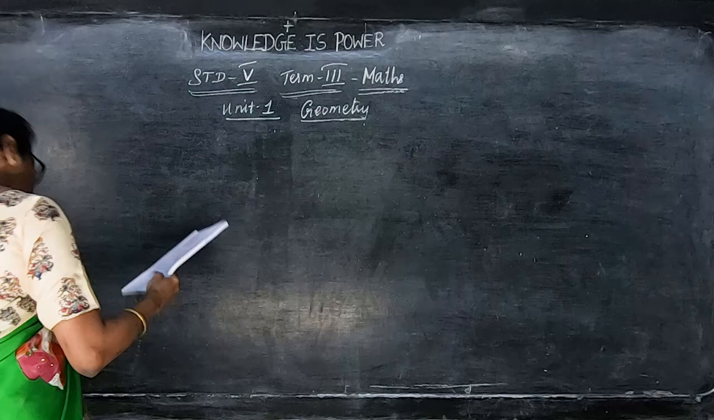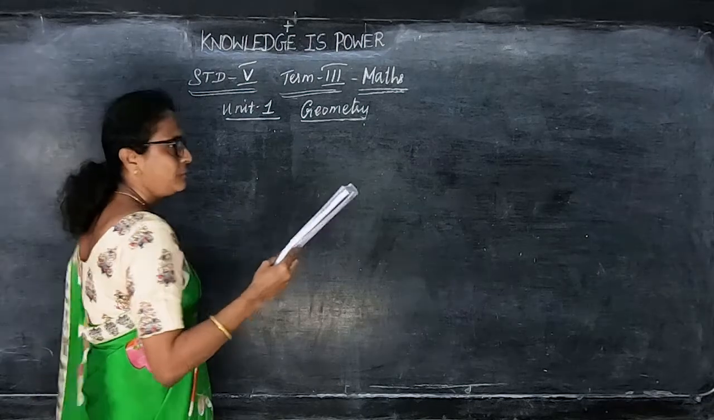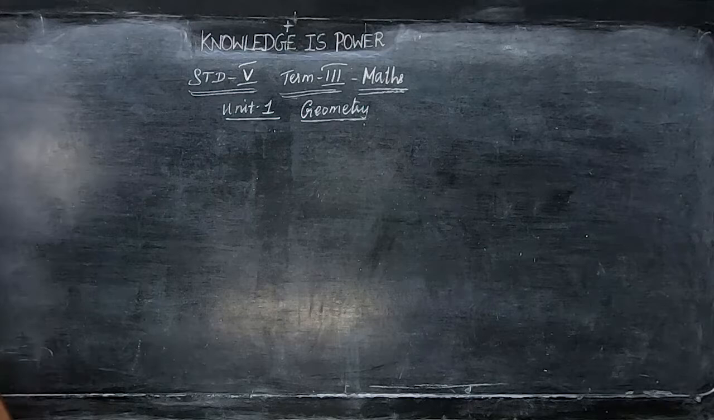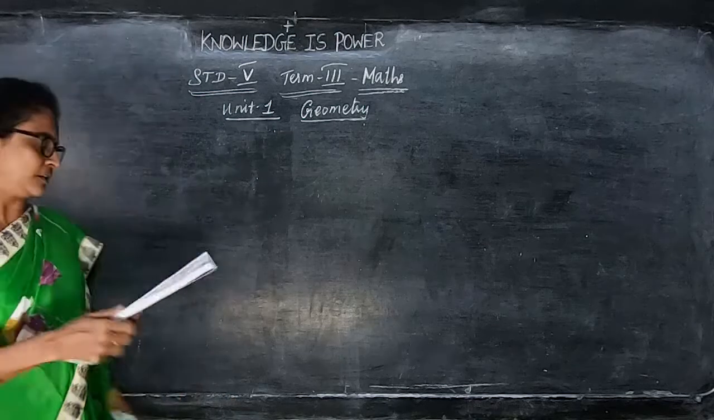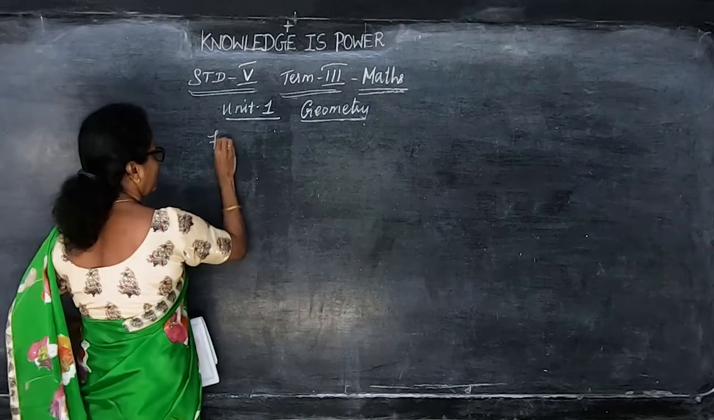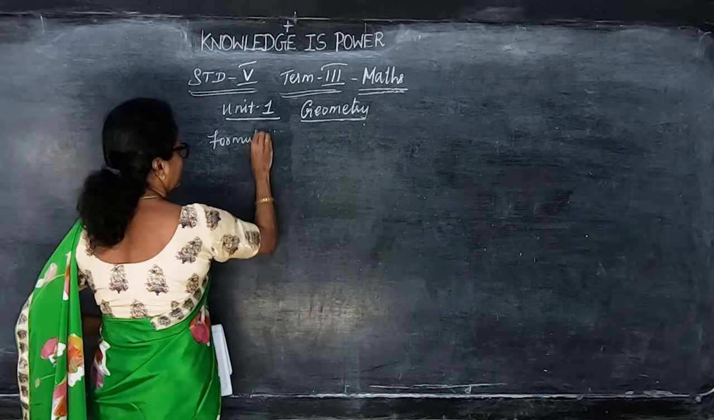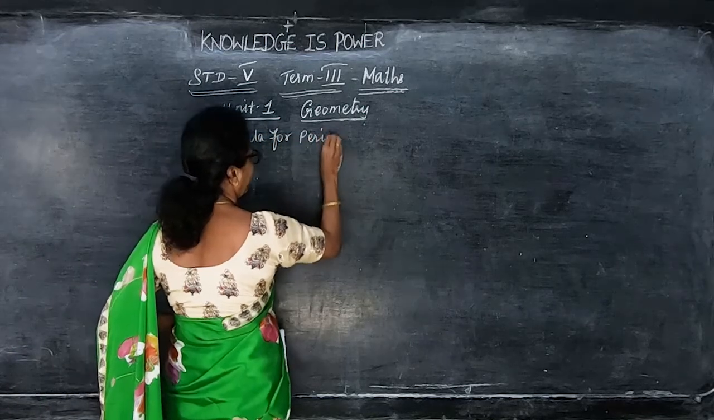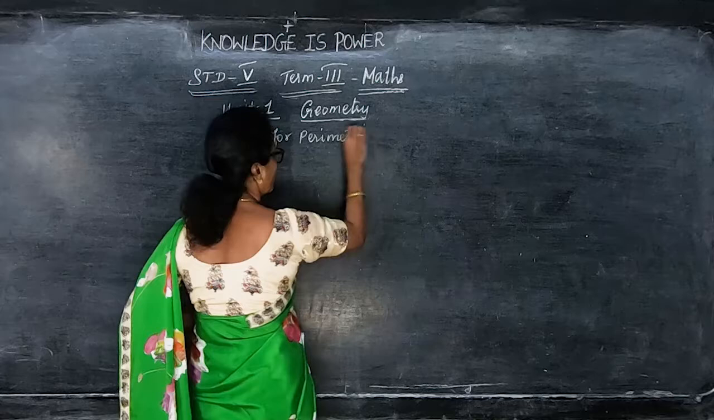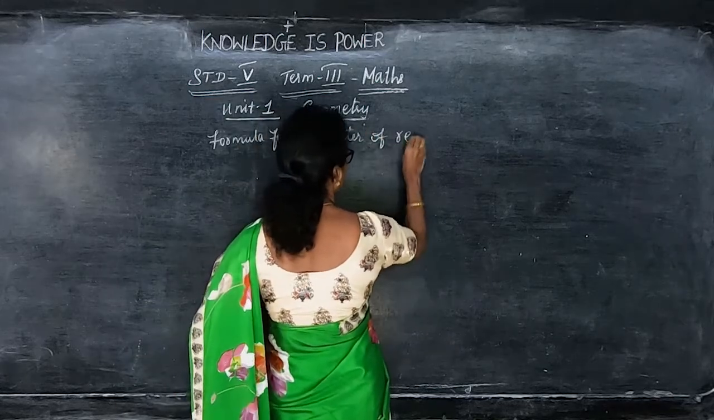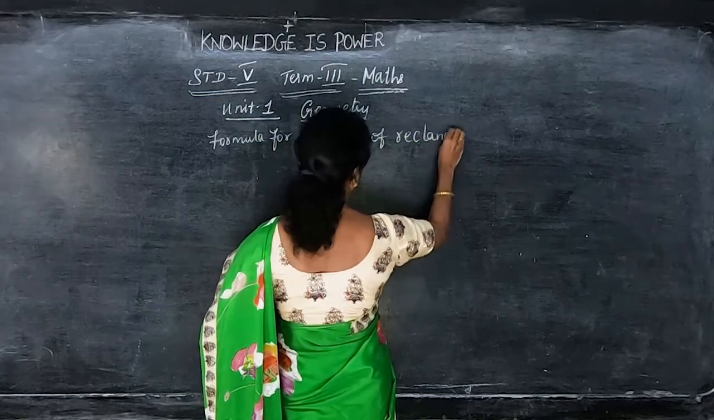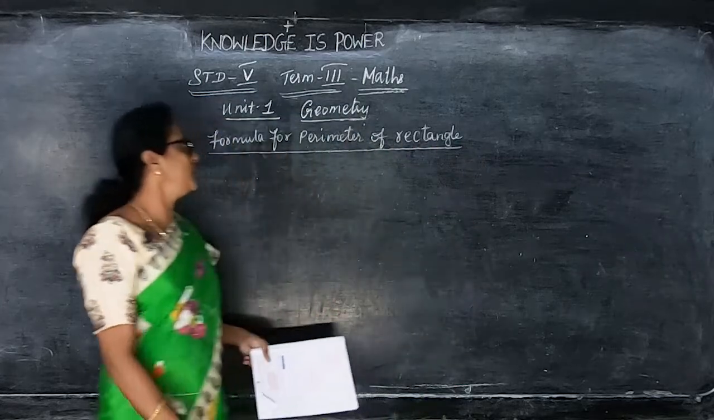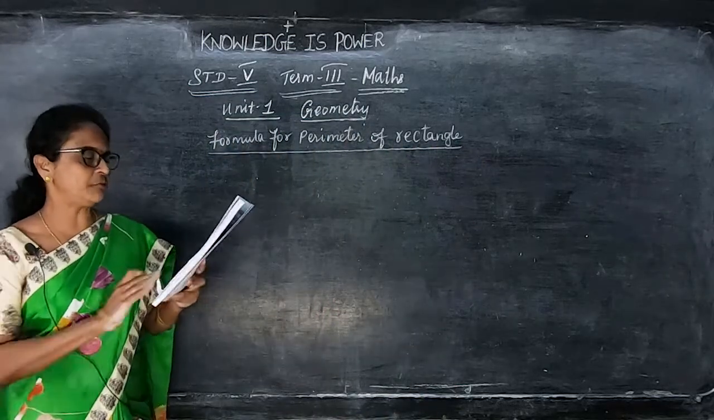Now we found the perimeter of a given figure. Now we are going to see about the perimeter of a rectangle. Formula for perimeter of rectangle. So first they are given the different figures and they are given the measurements also. Now we are going to see the formula for perimeter of a rectangle.